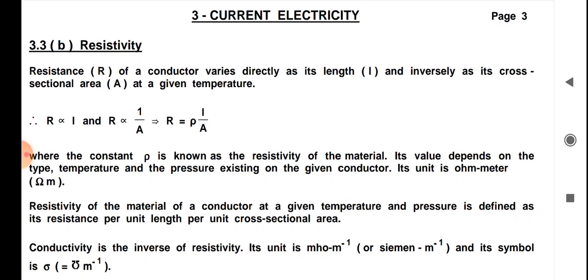Resistivity of a material of a conductor at a given temperature and pressure is defined as its resistance per unit length per unit cross-sectional area. Conductivity is the inverse of the resistivity. Its unit is mho per meter or Siemens per meter, and its symbol is sigma.